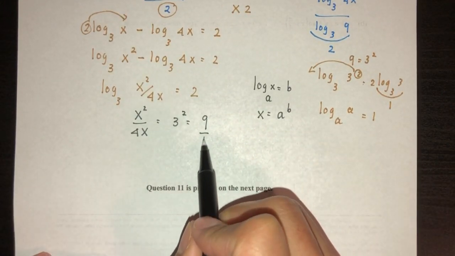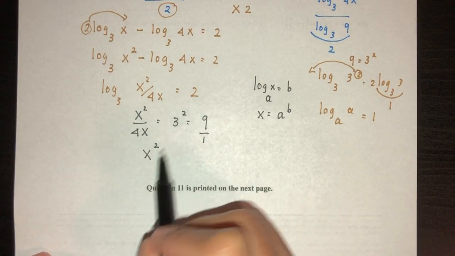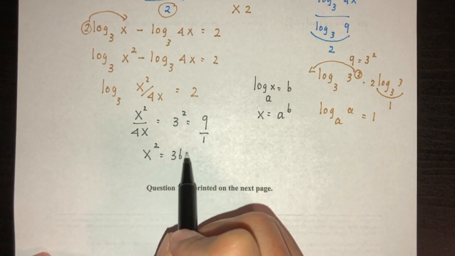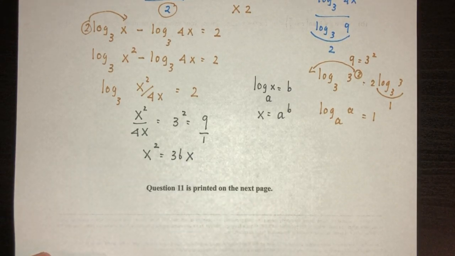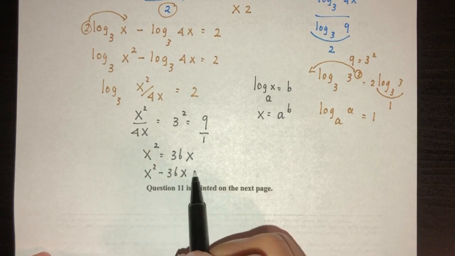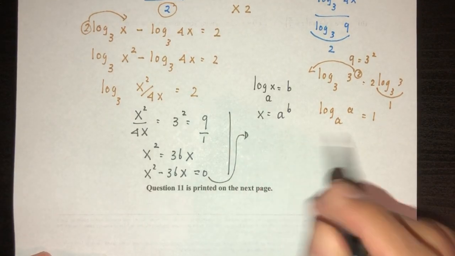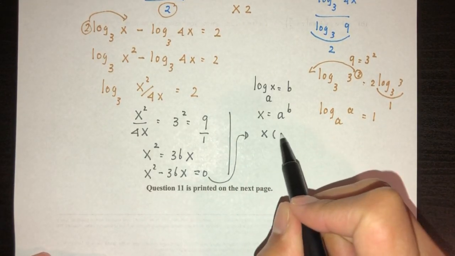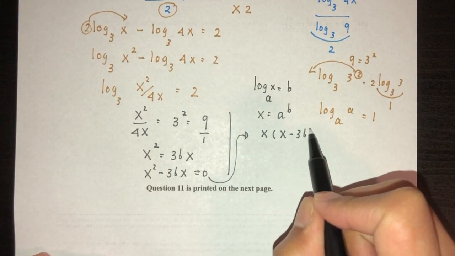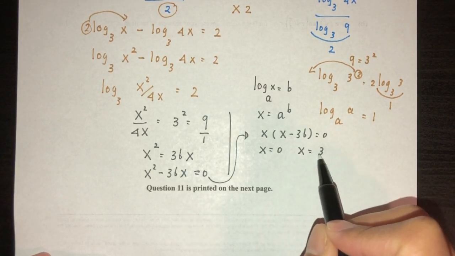Now we just cross multiply. You will have x squared equal to 36x. Okay, now we send everything to one side. You will have x squared minus 36x is equal to 0. Now let's continue. You will have x factorized: x times x minus 36 is 0. x can be 0, x can be 36.